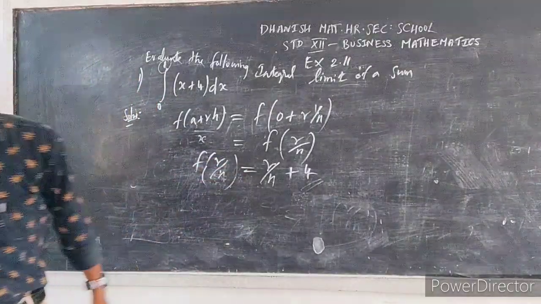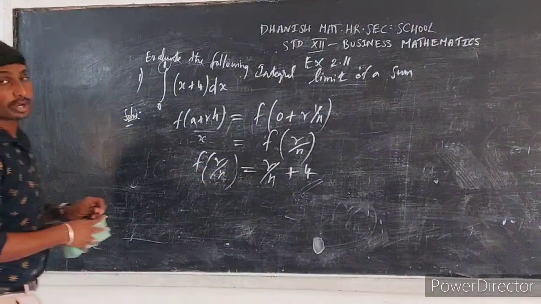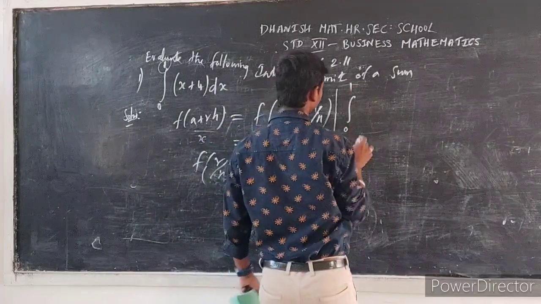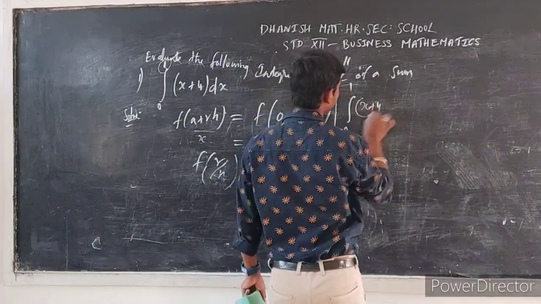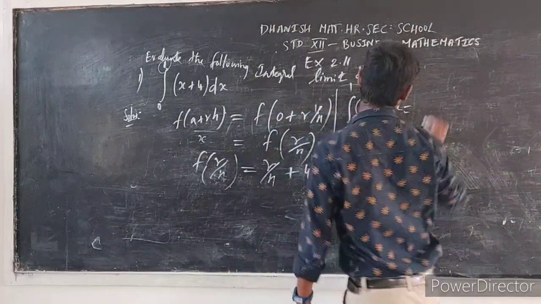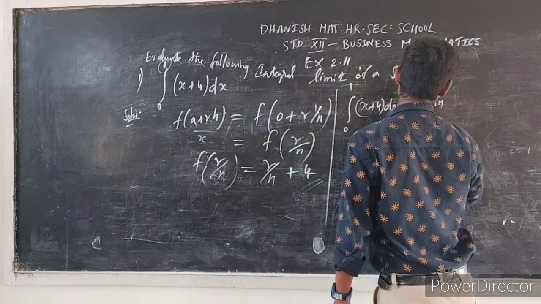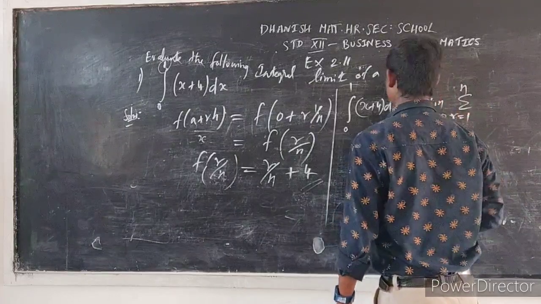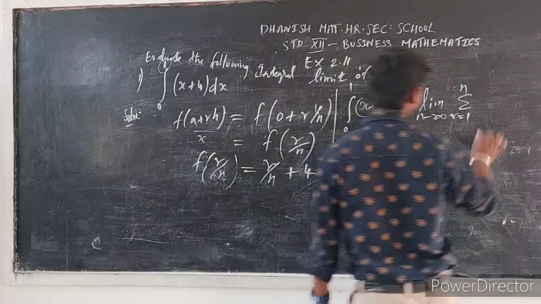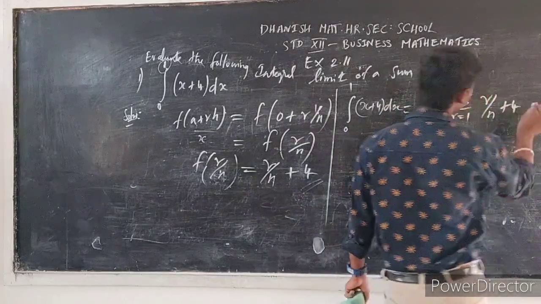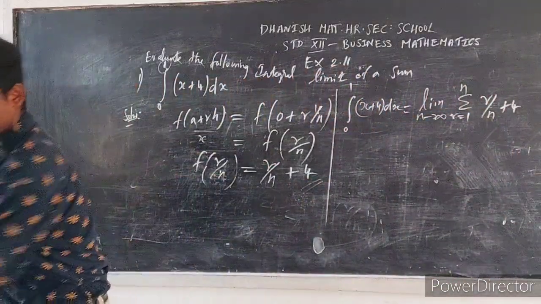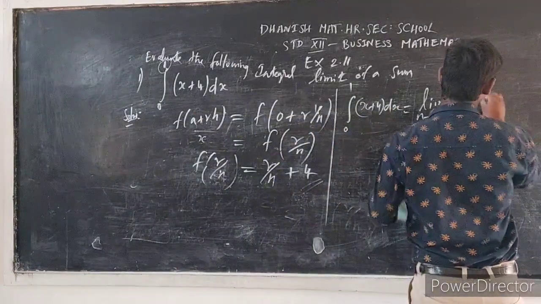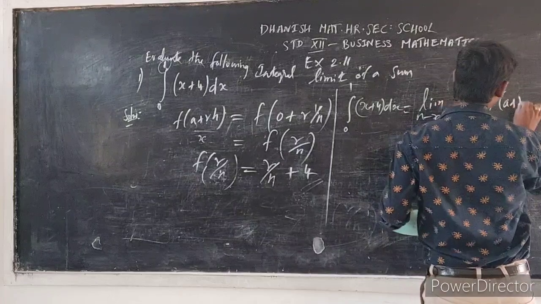Then you are going to substitute into the formula. What is the formula here? Integral from 0 to 1 of x plus 4 dx equals limit n tends to infinity, summation r equal to 1 to n. So what is the formula here? That will be r by n plus 4. So wait, what is the formula? h of f of a plus rh.